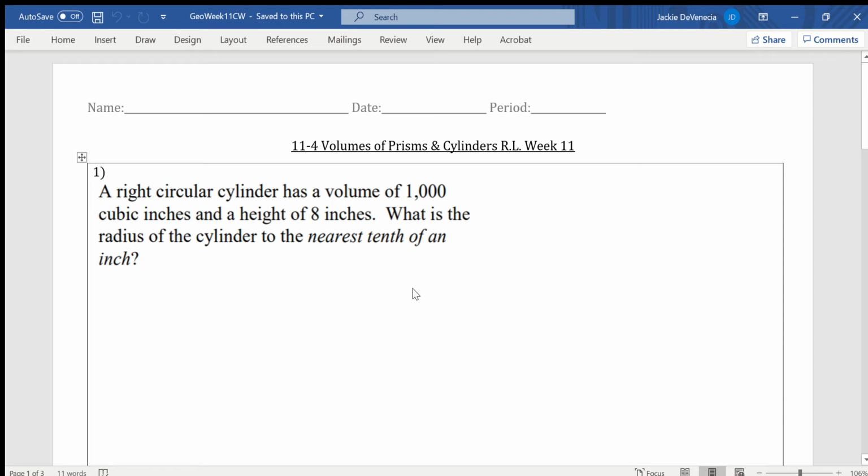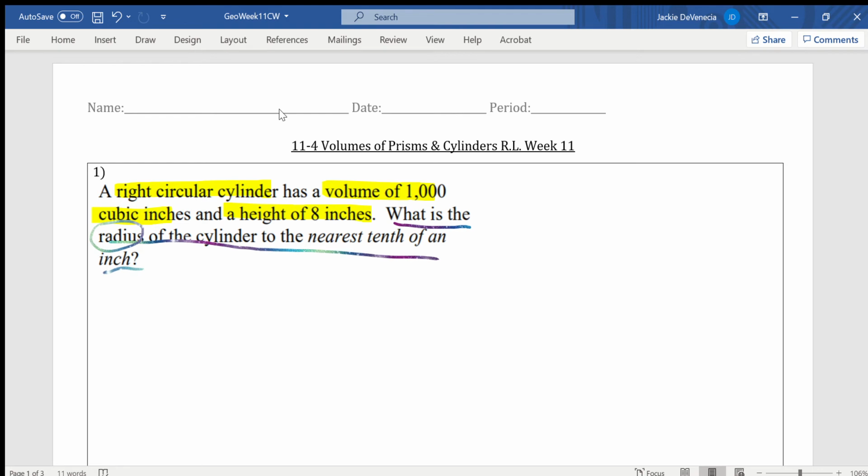The right circular cylinder has a volume of 1,000 cubic inches. So it's telling me there's a volume of 1,000 cubic inches, and we're looking at a right circular cylinder and a height of 8 inches. So it's a height of 8 inches. What is the radius of the cylinder to the nearest tenth of an inch? Now, the question, we're looking for the radius of the cylinder.